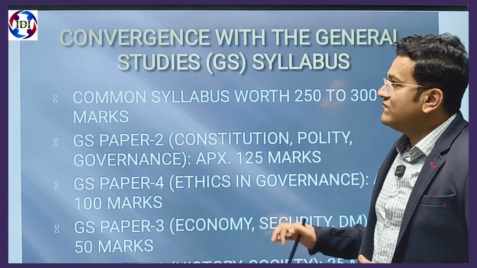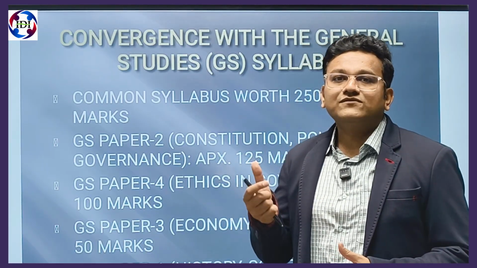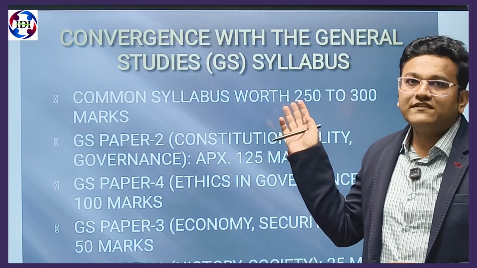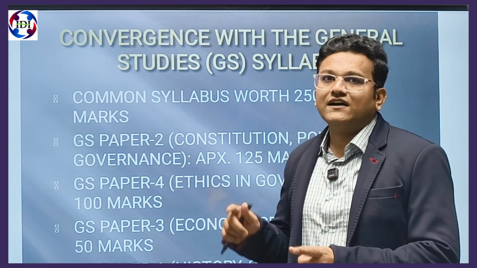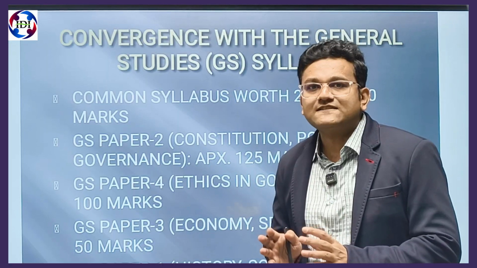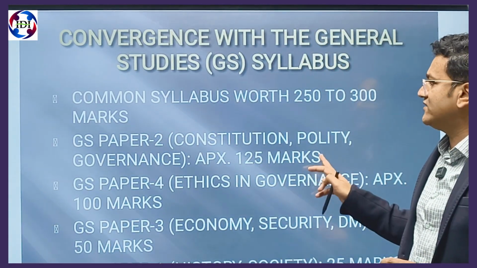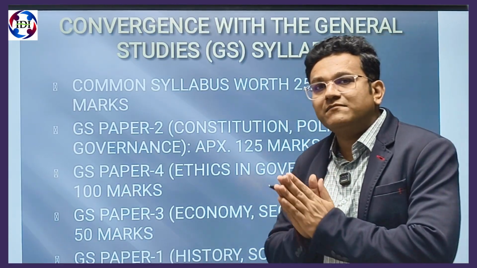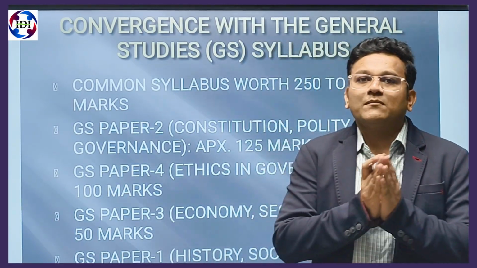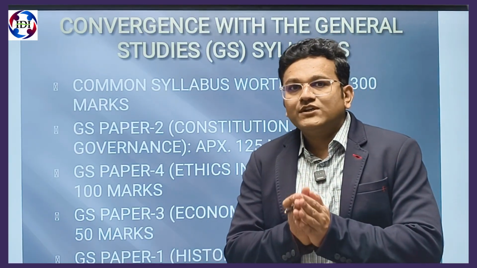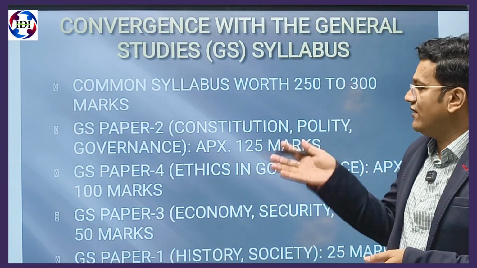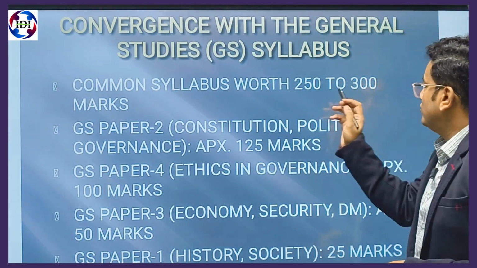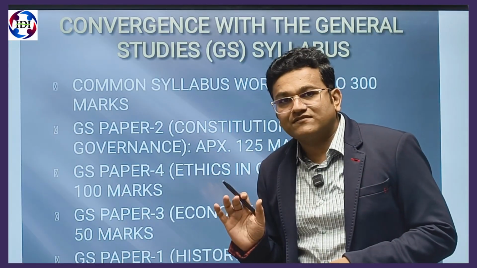Now, the most important theme of today's lecture is how public administration is converging with the GS syllabus and other parts of the syllabus. So with the GS, public administration has a direct convergence of 250 to 300 marks, which means apart from the 500 marks that are allotted to public administration paper 1 and paper 2, you will be getting the direct benefits of 250 to 300 marks out of 1000 marks of GS.